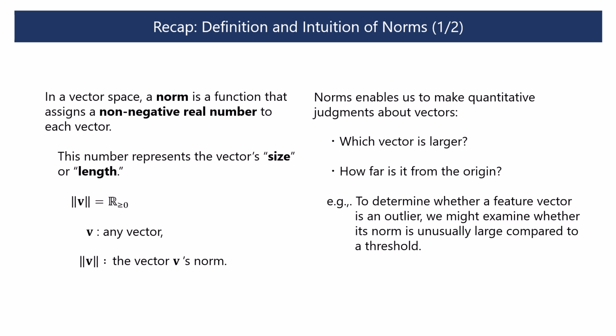Norms enable us to make quantitative judgments about vectors. Which vector is larger? How far is it from the origin? This is essential in analyzing the geometry of vector spaces. For example, to determine whether a feature vector is an outlier, we might examine whether its norm is unusually large compared to a threshold.